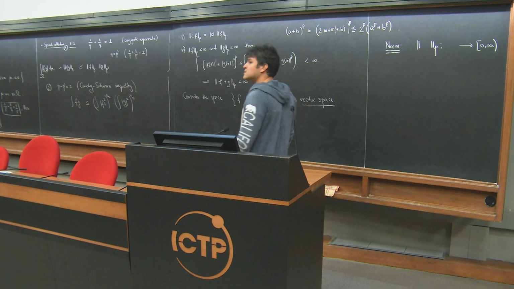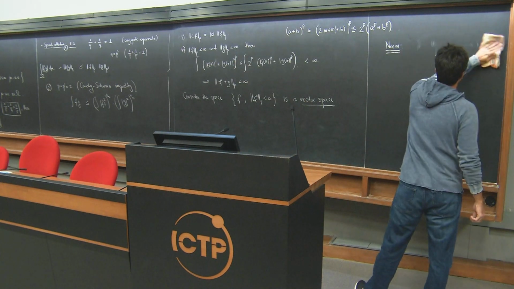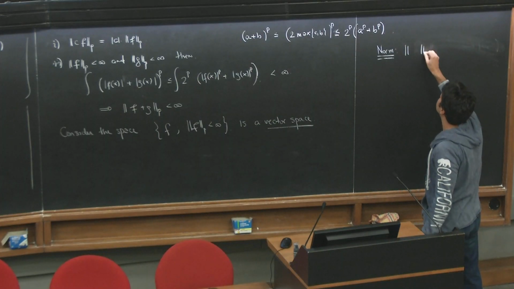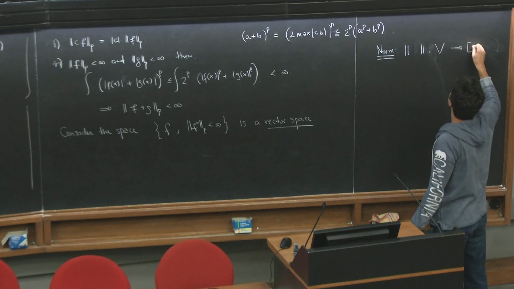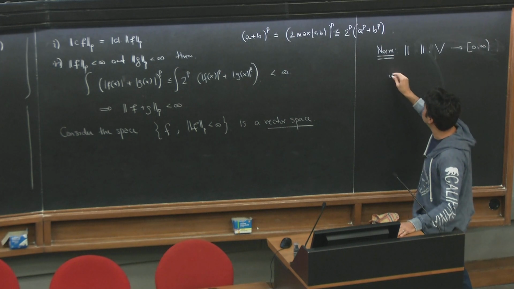But remember what the norm in a space has. So what are the properties that the norm should have? If you have a vector space, you want to construct a norm in a vector space. Let's call it just V, taking values from 0 to infinity. The norm has to satisfy three properties.